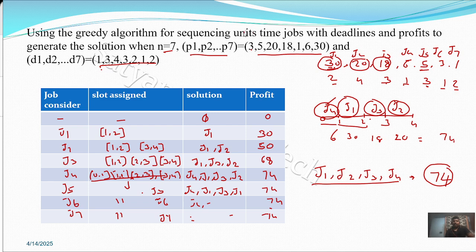For example, you can write J1, J2, J3, J4 and J5. Then you can arrange the profits in descending order. First you consider the maximum profit like that. Then the jobs change here. But in this case I consider J1, J2, J3 and J4. That's why these jobs are completed within their deadlines, so you can get the maximum value.